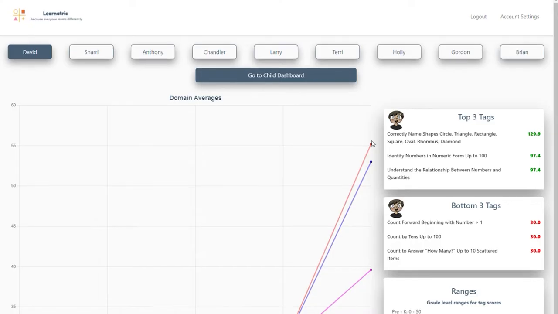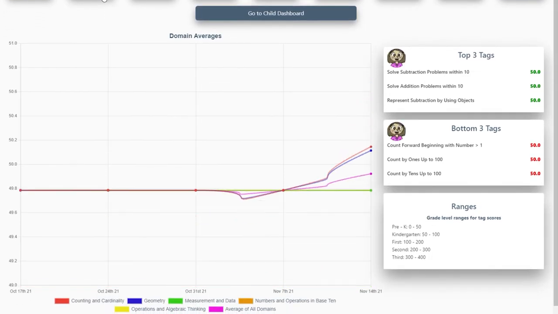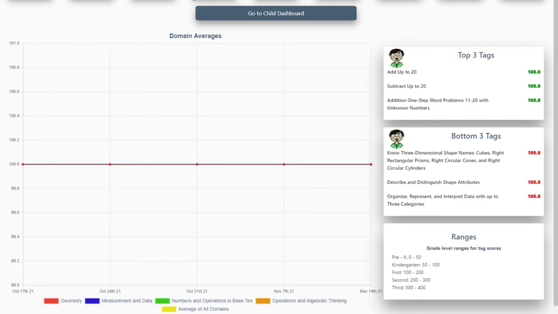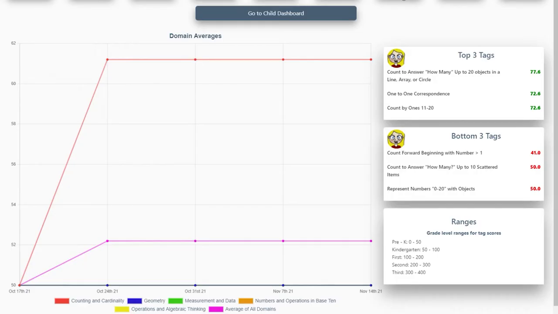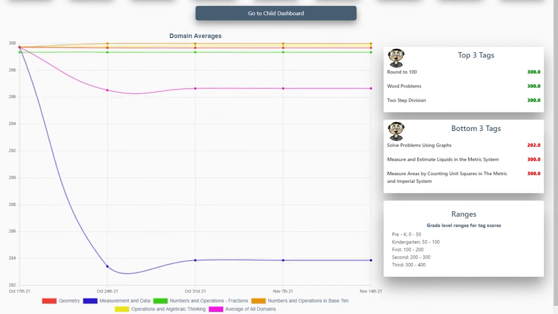We might find, for example, that Sarah understands her math facts really well, but she's struggling with how to convert a word problem into a math equation. Whereas Michael has the exact opposite problem. He understands word problems, it's his math facts he's struggling with.